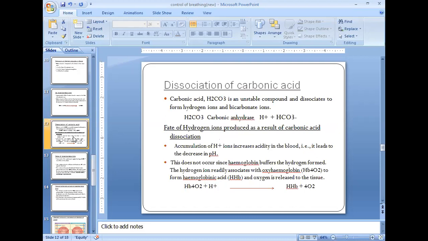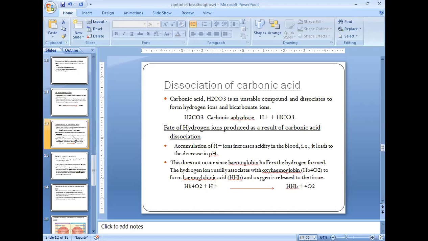Dissociation of carbonic acid. Students, as I told you earlier, carbonic acid is an unstable compound and dissociates to form hydrogen ions and bicarbonate ions. So what would be the fate of hydrogen ions produced as a result of carbonic acid dissociation? Accumulation of hydrogen ions increases acidity in the blood, and it leads to a decrease in pH, and when pH drops, a person can become unconscious. So how are the hydrogen ions produced as a result of carbonic acid dissociation dealt with inside the blood?